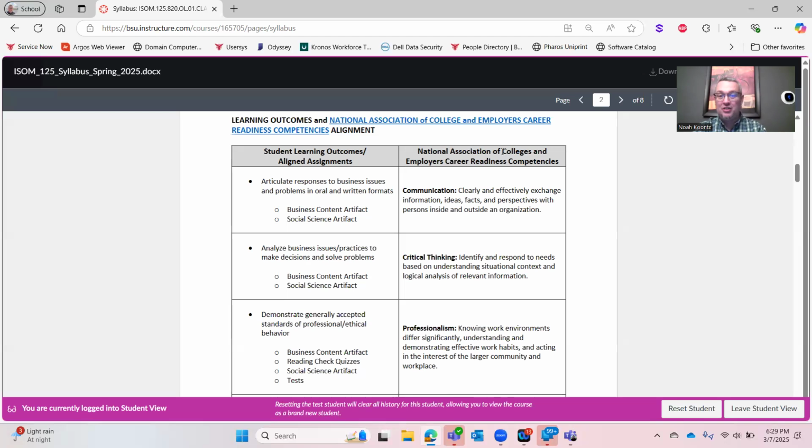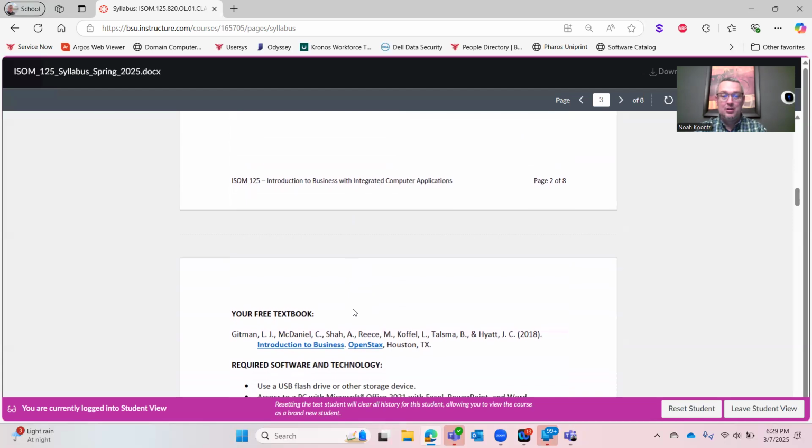The National Association of Colleges and Employers Career Readiness Competencies, this is going to touch on the area of communication. So to be successful, you should be able to clearly and effectively exchange information, ideas, facts, and perspectives with persons inside and outside of an organization. This goes on and on.